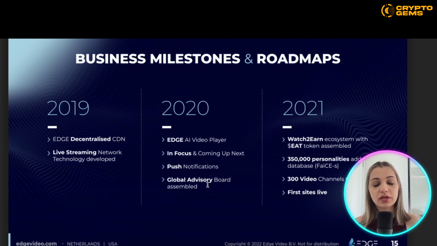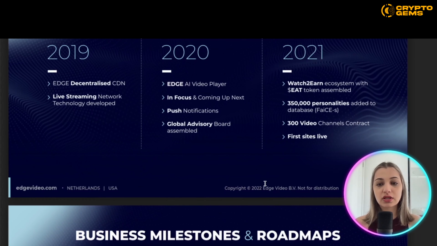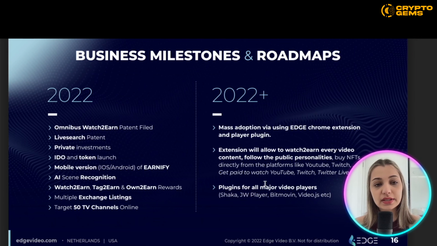In terms of the roadmap, in 2019, the focus was on Edge decentralized CDN, and live streaming network technology was developed. In 2020, the focus was on the Edge AI video player, and coming up next, which we will know more about soon, was the focus on creating the push notifications. The global advisory board was assembled. In 2021, the focus was on the watch to earn ecosystem with the $ETH token, which was assembled. 350,000 plus personalities have been added to the database, 300 video channel contracts have been made, and the first sites were made live. In 2022, the focus would be on omnibus watch to earn patent filing, live search patent, private investments, IDO and token launch.